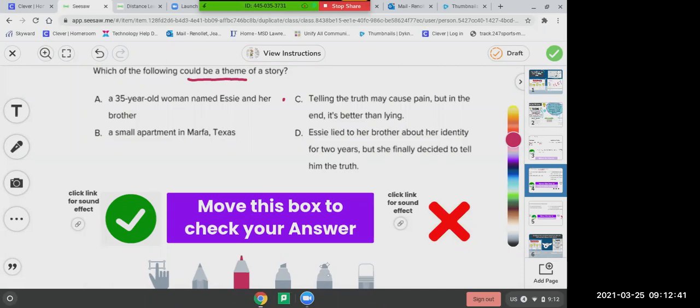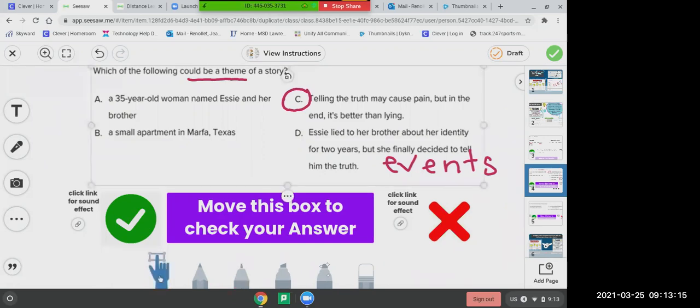I notice both of these are about telling the truth, but this one, for answer D, shows me all about the events in the story. I know that the events in the story are different than the theme because the theme is the lesson or message I can learn about my life. So I think C is our best answer. Telling the truth may cause pain, but in the end, it is better than lying.